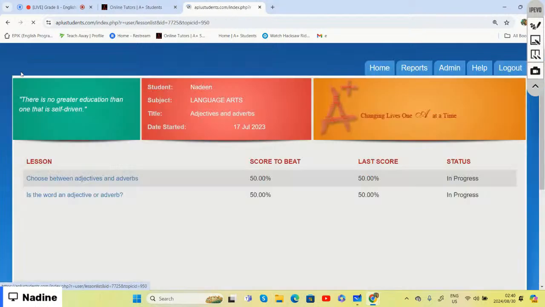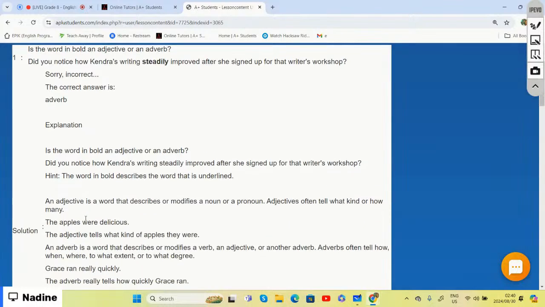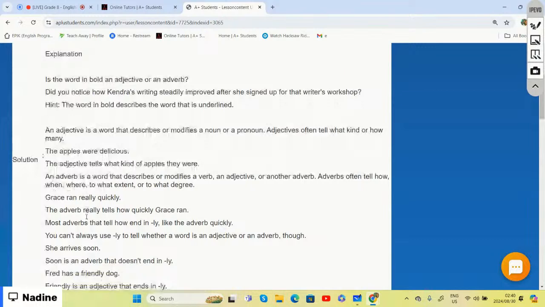So well done. Now we need to say, is the word an adjective or an adverb, right? And remember, we said an adjective is a word that describes or modifies a noun or a pronoun, right? And adjectives often tell us what kind or how many, whereas an adverb is a word that describes or modifies a verb or an adjective or another adverb, right? And adverbs tell us how, when, where, to what extent, or to what degree.